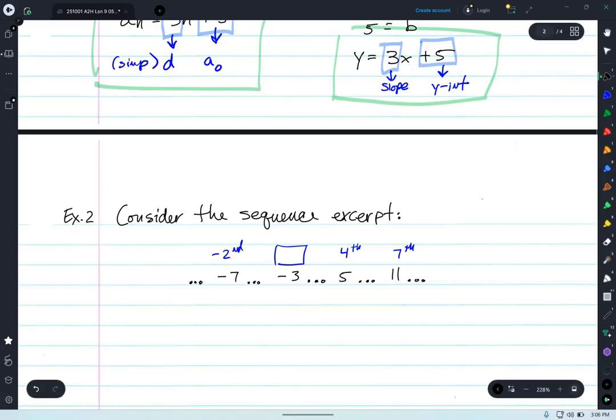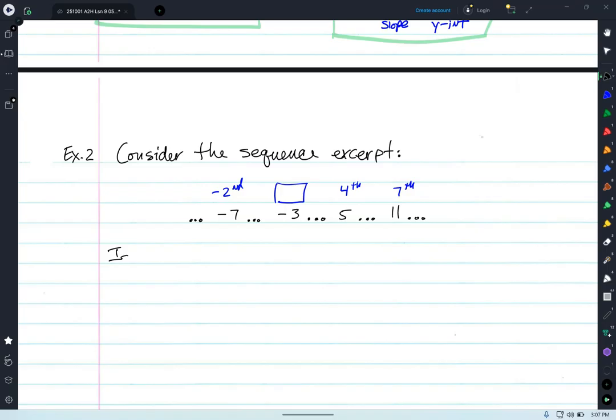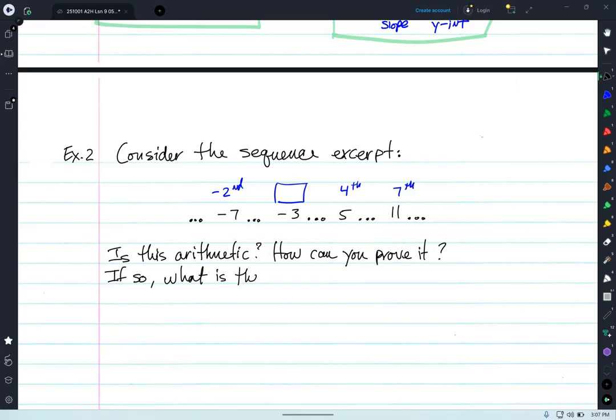Okay, so here are my questions. Number 1, is this arithmetic? And how can you prove it? And if it is arithmetic, then what is the explicit formula slash linear equation, since we know that those are the same thing now.